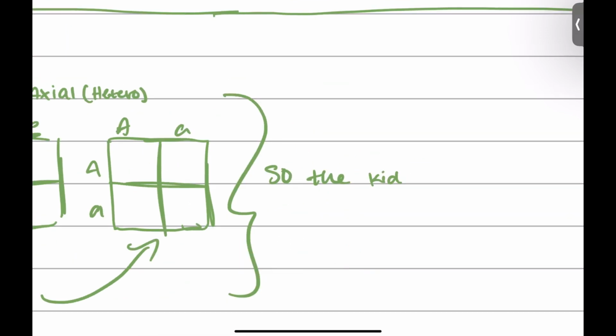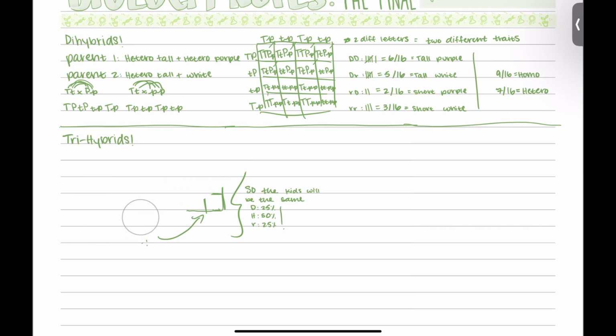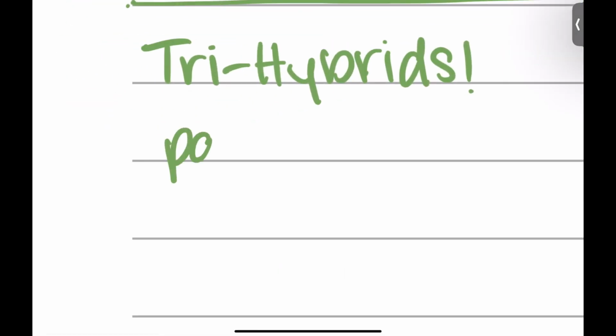Meaning the final kid outcome will have the same probability as the other ones. So it's going to be 25% dominant, 50% heterozygous, and then 25% recessive. But that's just with the heterozygous next to heterozygous. Now here's a real trihybrid.